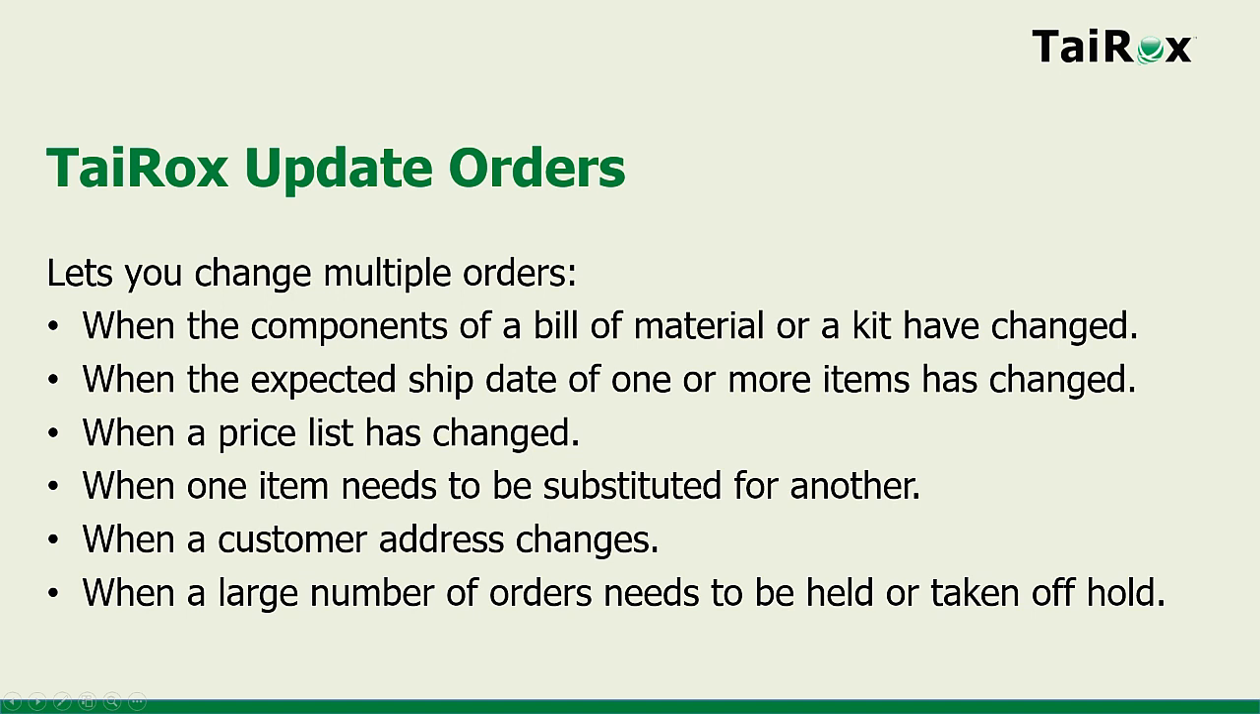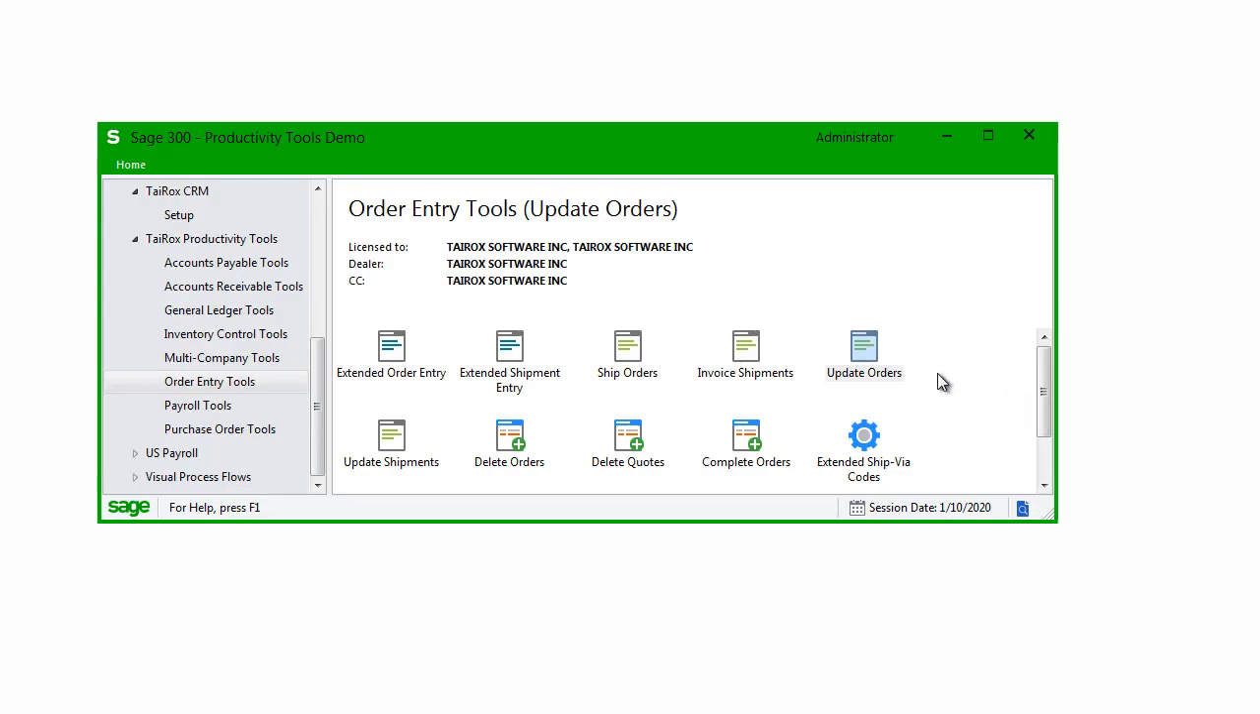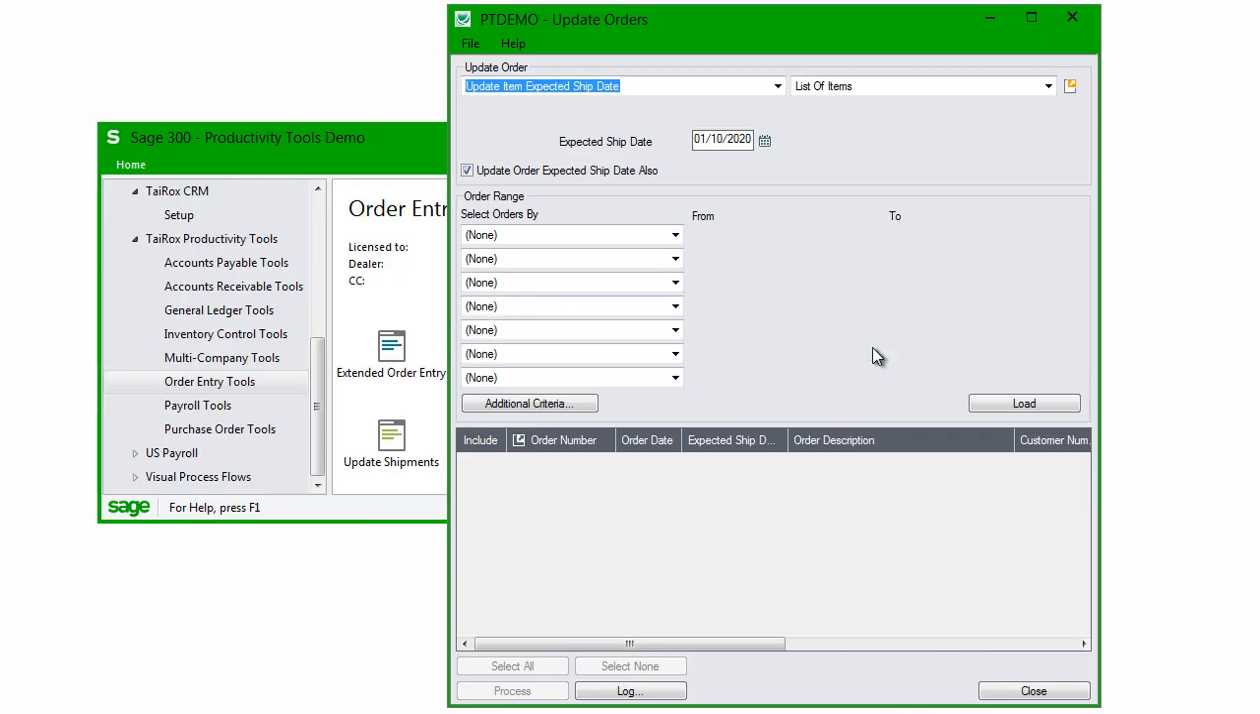You simply select the update action, specify the changes, and choose a range of orders. Update Orders updates the orders quickly and accurately in a single operation. Let's launch Update Orders. First, you choose what needs to be updated.